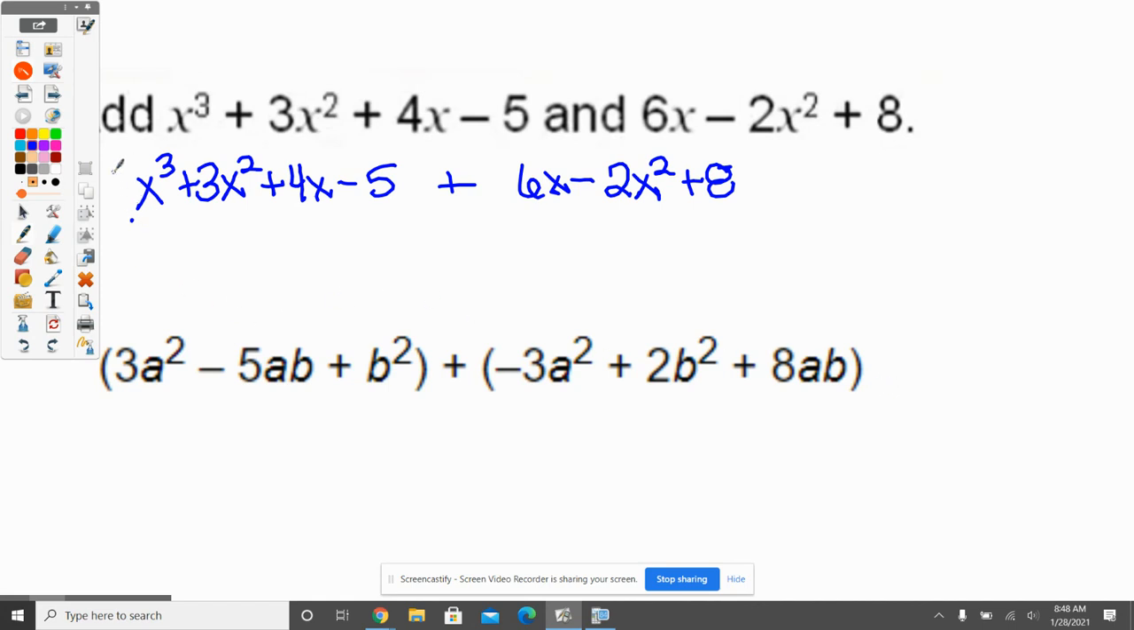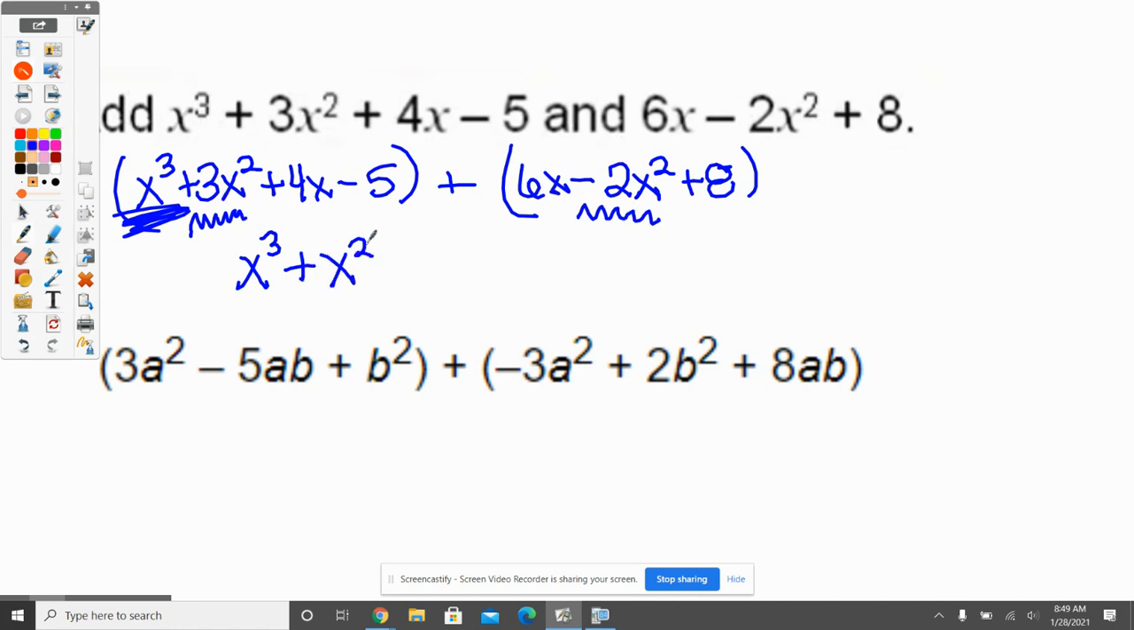Okay, but we're just going to clean up. I'm just going to add this to this, which means see how many x cubes I have. Well, here's an x cubed. There's no other x cubes to add with it over here, so I just have x cubed. Now, how many x squareds do I have? Well, here are 3x squareds. Here's negative 2x squareds. So if I have 3x squared and I take away the 2x squared, I just have 1x squared left. 4x and 6x gives me a total of 10 x's. And then I have a negative 5 and a positive 8, which gives me positive 3.